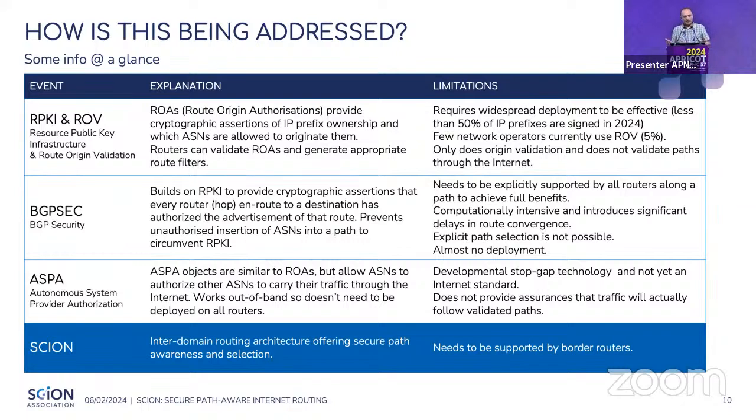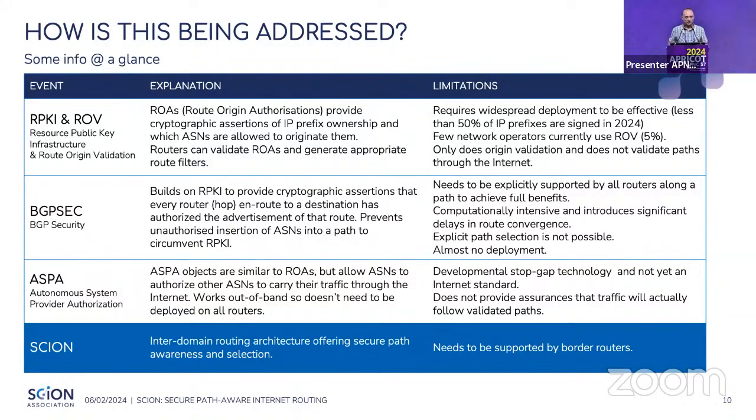So there was another attempt to address this with BGP-SEC, which is building on the RPKI to provide the cryptographic assertions for each router hop on the route to the destination. In principle, this prevents unauthorized insertion of ASNs into the path, which can be used to circumvent RPKI. But the issue with this is that it needs to be explicitly supported by all the routers on the path to achieve the full benefits.